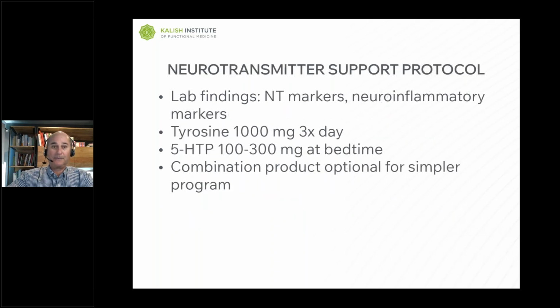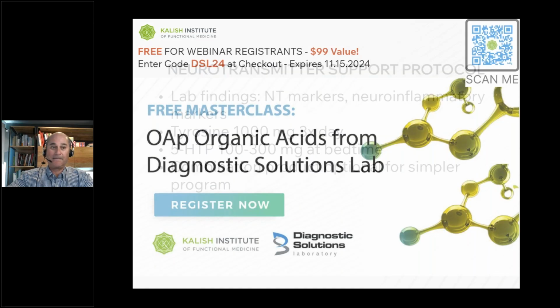Neurotransmitter protocol: tyrosine, 5-HTP, and these are all at max dosages. So again, you start low and taper up. It's the lowest effective dose that you want to use. And I'm just giving max protocols here. You don't want to go above these amounts for any of these things.